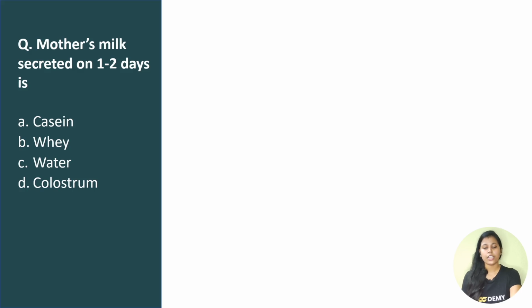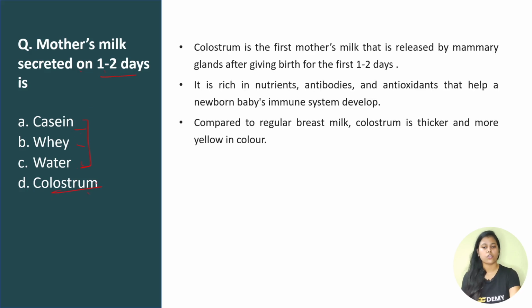Moving on to the next question, it is about mother's milk secreted on 1-2 days. What is it called? Casein, whey, water, colostrum. Again, a very simple question. If you look at the options, casein, whey and water are components of milk, not types of milk. They're talking about the mother's milk which is secreted initially after giving birth, on the first or second day. That milk is called colostrum milk. Let us see what colostrum milk is.